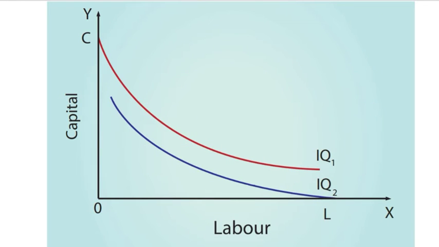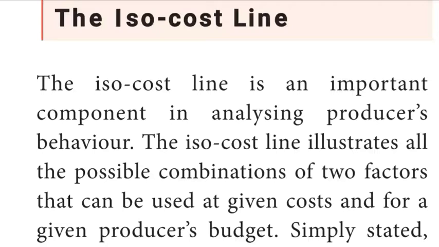Fifth property of isoquant curve: the isoquant curve does not touch either the x-axis or the y-axis. No isoquant curve touches the x-axis or y-axis because in IQ1 only capital is used and in IQ2 only labor is used. Second, you are going to learn about the iso-cost line.